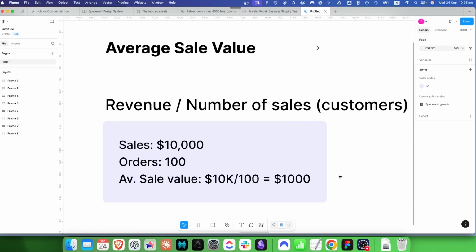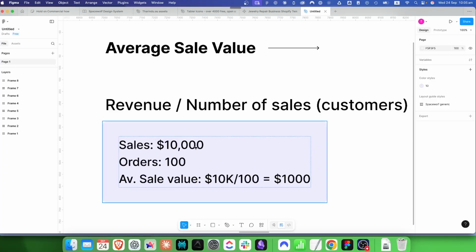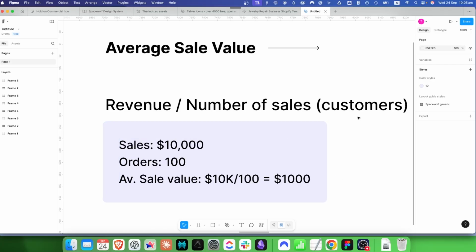Okay, let's look at examples. So let's say we did 10,000 in sales out of 100 orders, right? So again, what's the average sales value? 10,000 divided by 100, you get 1,000, 1 grand, right? So each sale is generating 1,000. Or each customer, if one customer is doing one sale.